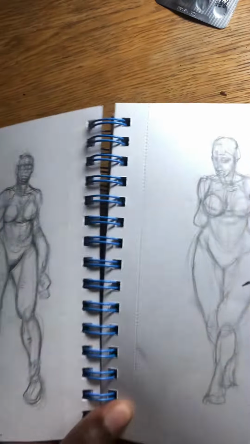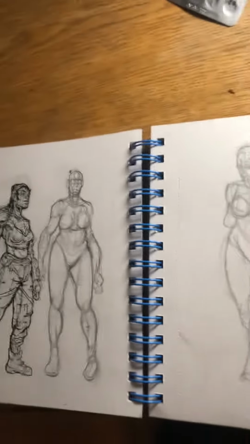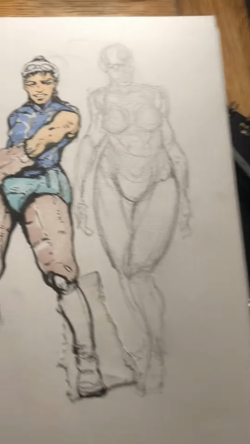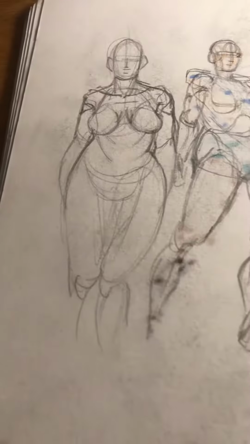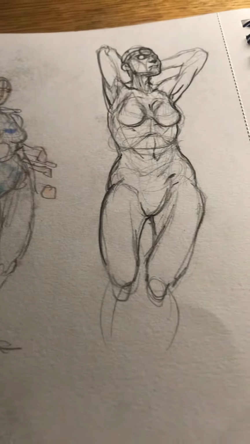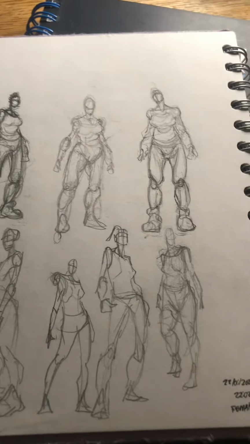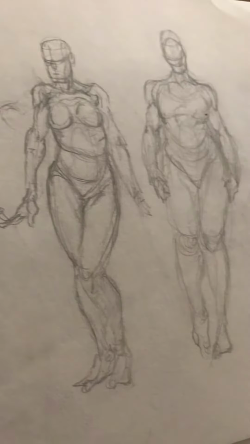Hi guys, so this video is going to be about drawing the female anatomy. These are a couple of examples that I have done in the past. These ones are kind of for character design, which I think is really good for drawing anatomy because it's kind of fun to do and you get to study at the same time. Okay, so let's get started.